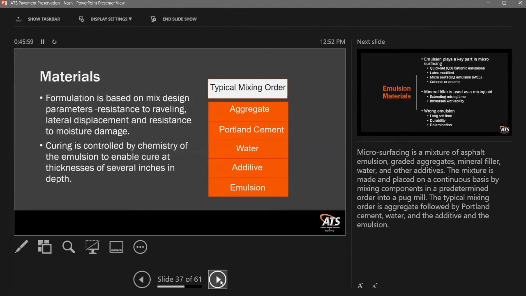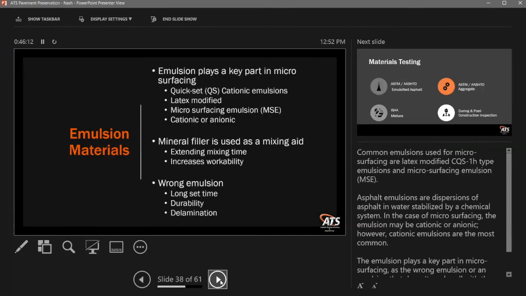Material-wise, again, typical mixing order, you're going to take your aggregate, you're going to stabilize with Portland cement, you're going to have some water, some individual additives for your mix design and your emulsion. So as far as the microsurfacing goes, emulsion materials are a big deal. It's one of the key things that make the microsurface work.